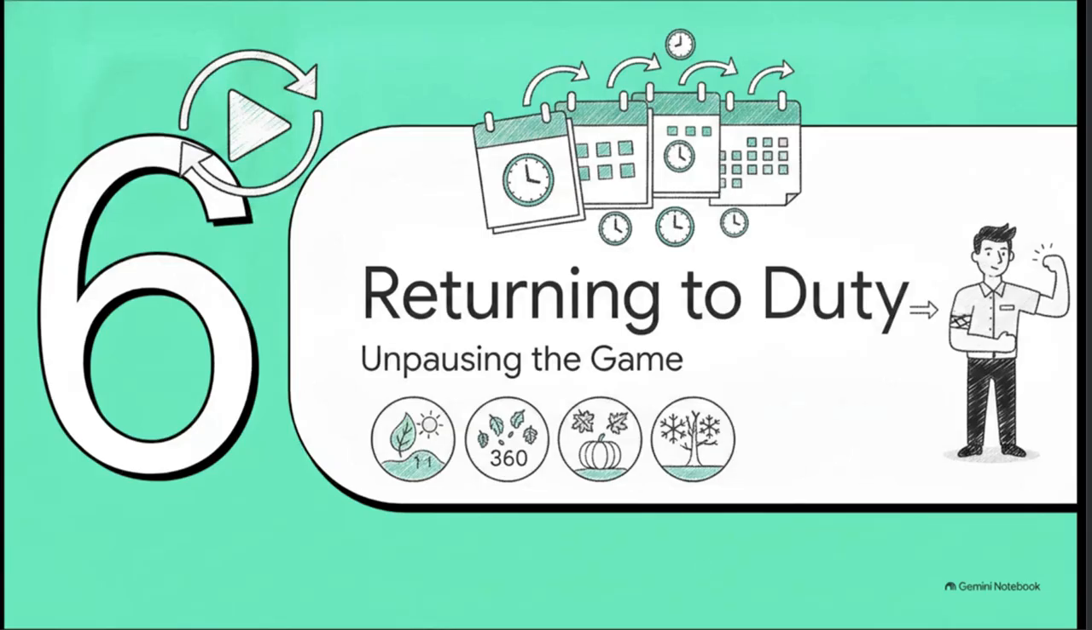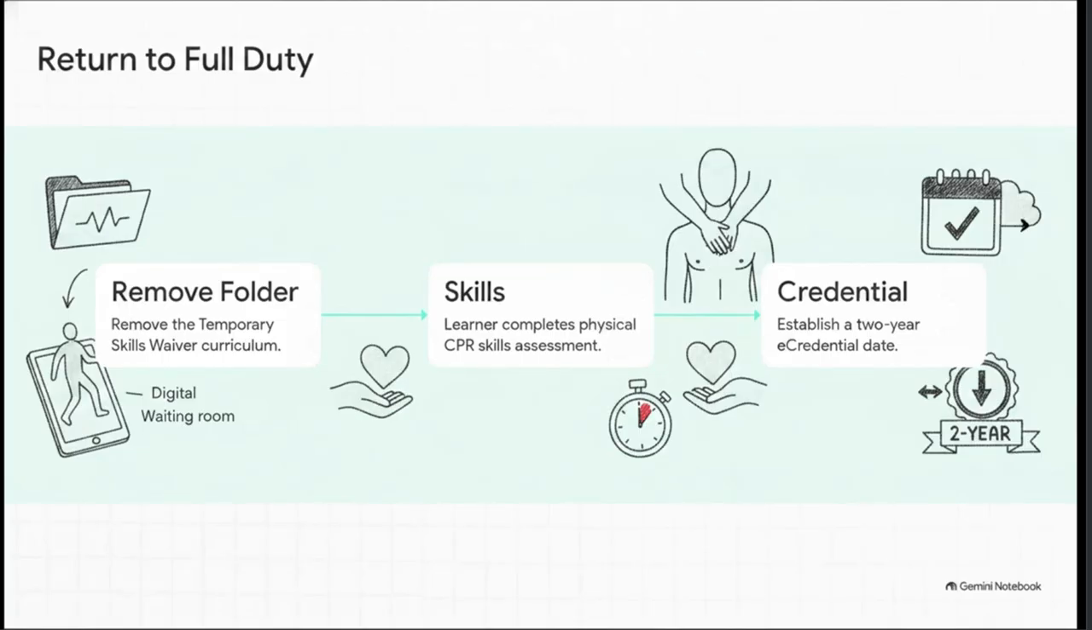All right, our last section, section 6, returning to full duty, unpausing the game. Returning to full duty involves 3 really simple steps. First, you take them out of that digital waiting room we created, meaning you go into TMS and remove that temporary waiver folder. Second, you have them complete the physical CPR skills test that they've been putting off all this time. And third, once they pass that test, you establish a brand new 2-year certification date right there in the system.